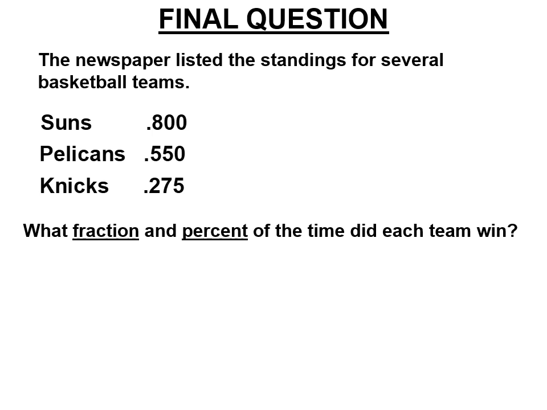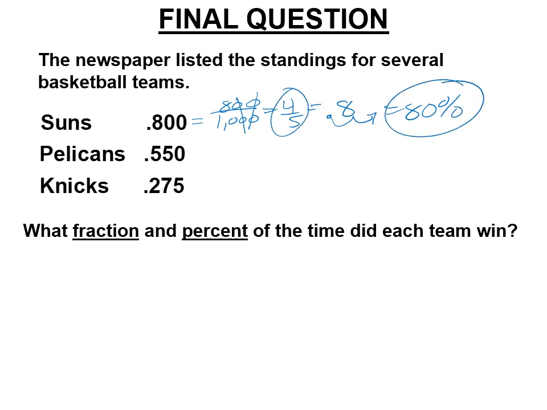All right, what fraction and percent of the time did each team win? All right, so the Suns here won 800 out of 1,000. These are thousands, but you don't need those zeros. It's 8/10. But we have to simplify that to 4/5. But we already know it's 8/10. So then we're going to make it a percent. Move it twice, and it's 80%. So it's 4/5 or 80% of the time, because it doesn't ask for the decimal.